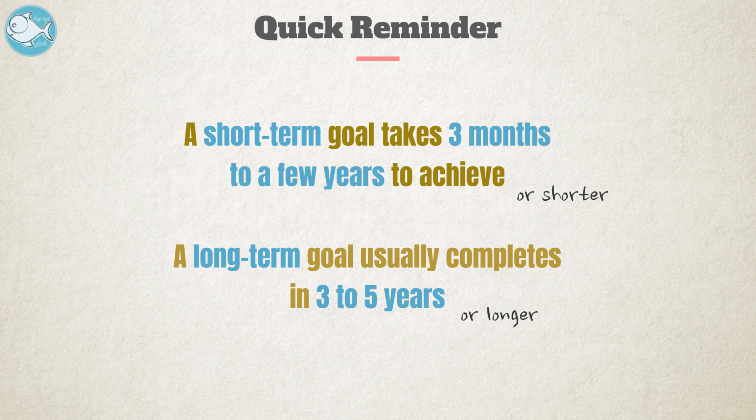As a reminder, typically a short-term goal is something that would take 3 months to a few years to achieve, or sometimes even shorter. In contrast, a long-term goal usually completes in 3 to 5 years, or sometimes even longer. It really depends on the situation.